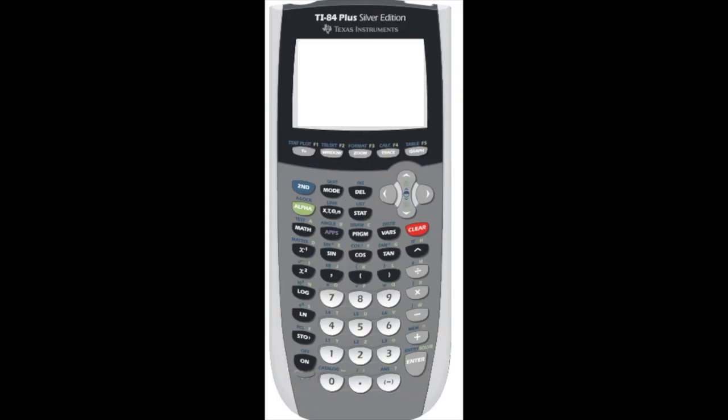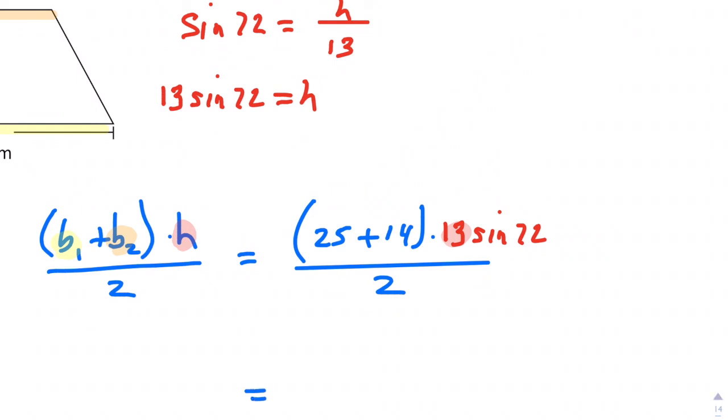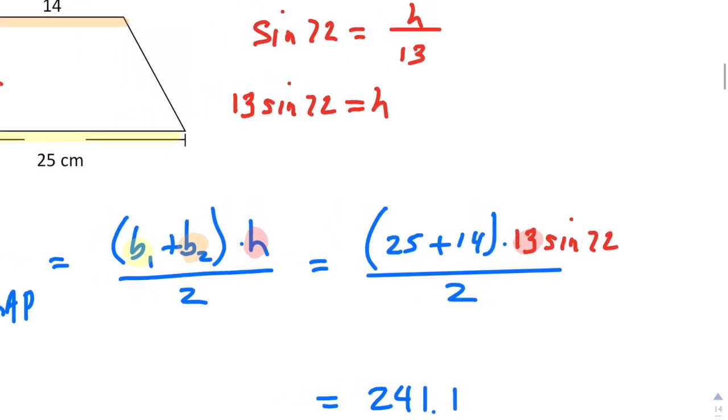But let's go to our calculator so we can get a sense of how big these numbers are. So first thing I'm going to do is just type in 13 sine 72 so that I have a sense of what the height is. So the height's approximately 12 and 3/10 centimeters. Now I'm going to just type in my area formula here, base plus base times height. Now I'm not going to use a rounded value, I'm going to just copy that height so that I get all the precision. And then remembering to divide by 2, we get to our answer. So altogether, the area of this trapezoid is 241.1 square centimeters.